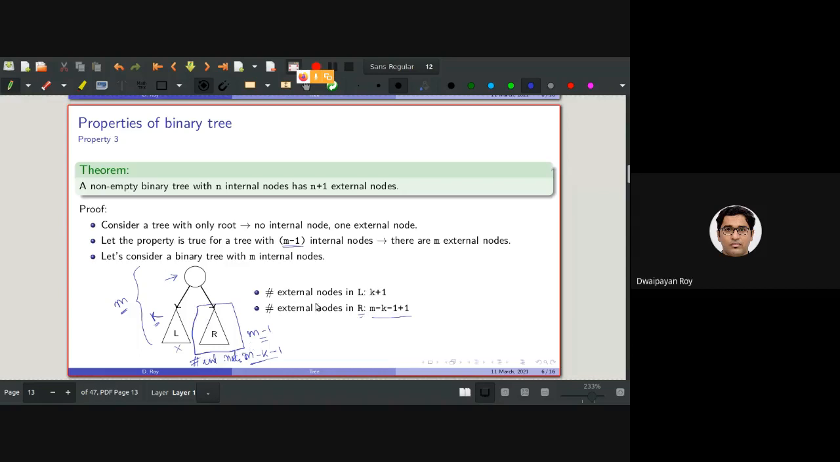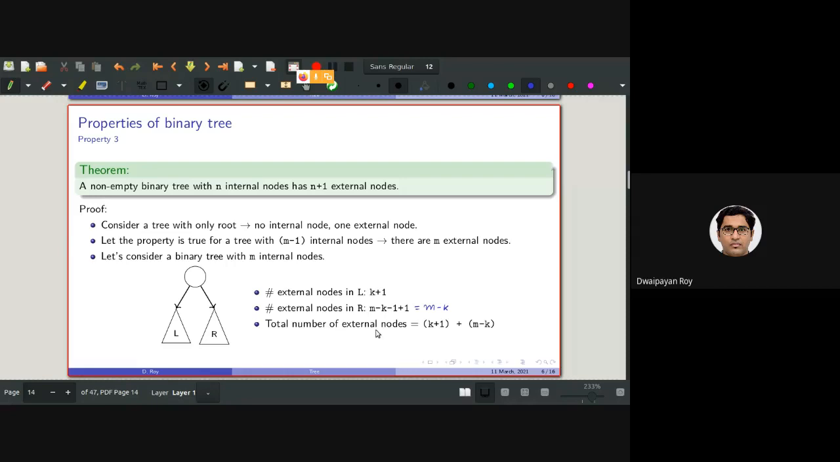And as we have assumed that it is true for m minus 1 internal nodes, if the number of internal nodes in the right subtree is m minus k minus 1, then the number of external nodes will be m minus k minus 1 plus 1. That's exactly what I have written. So it will be basically m minus k. Is it clear to everyone?